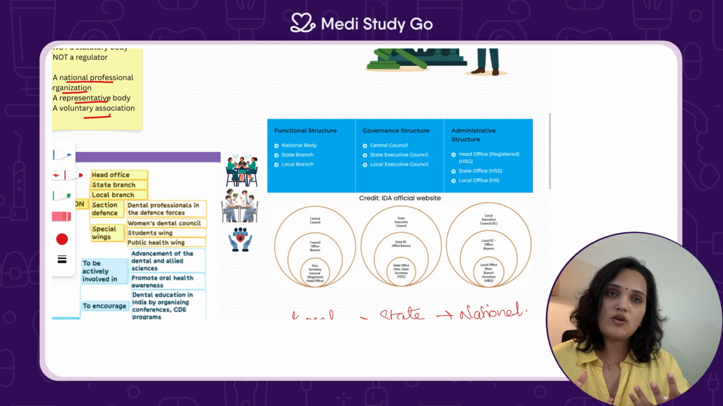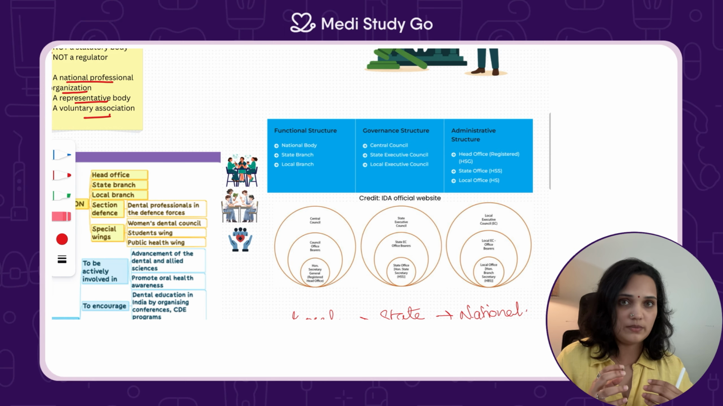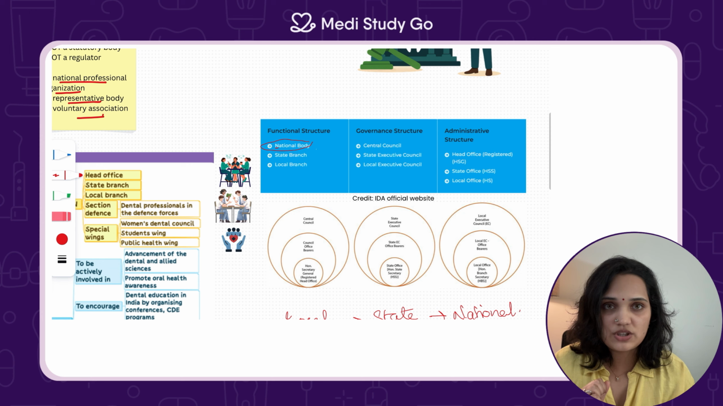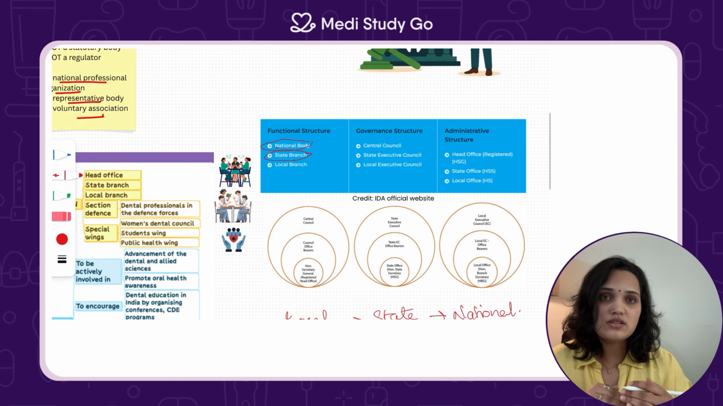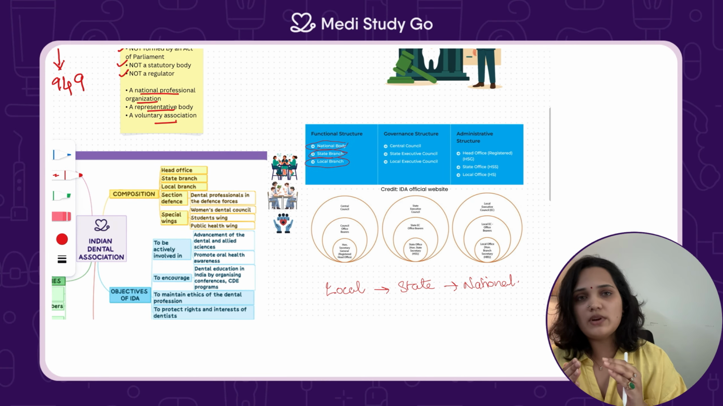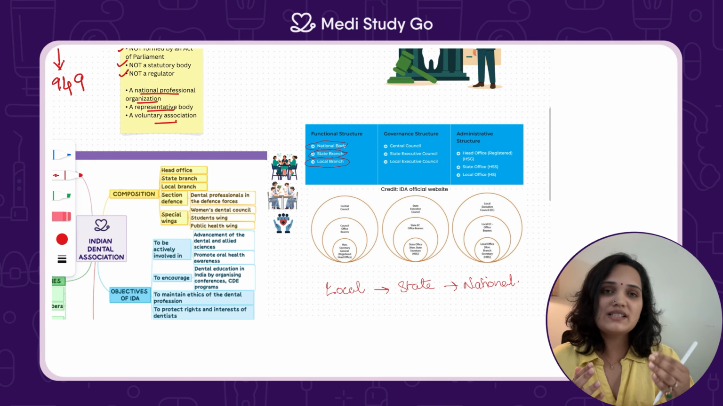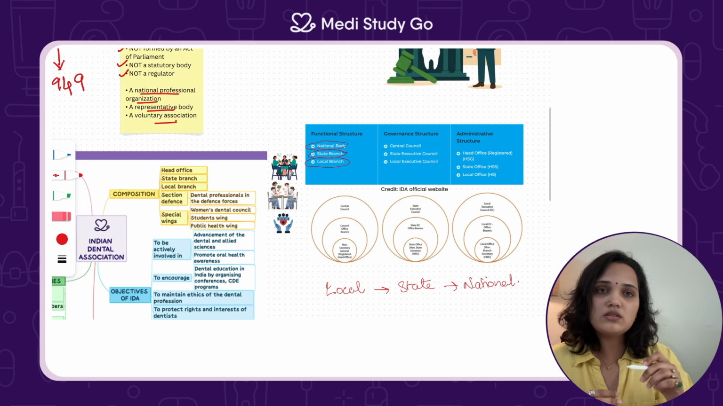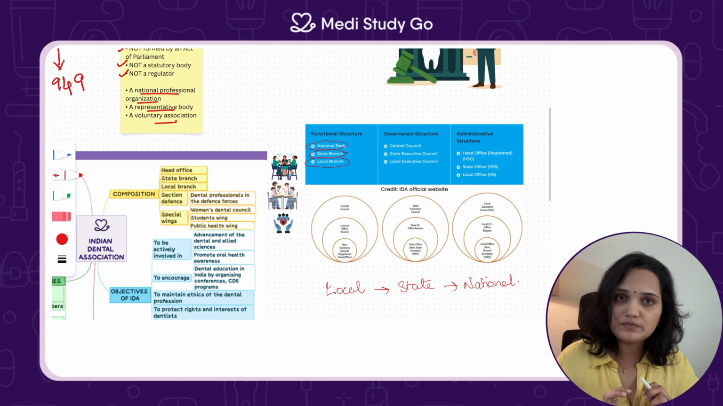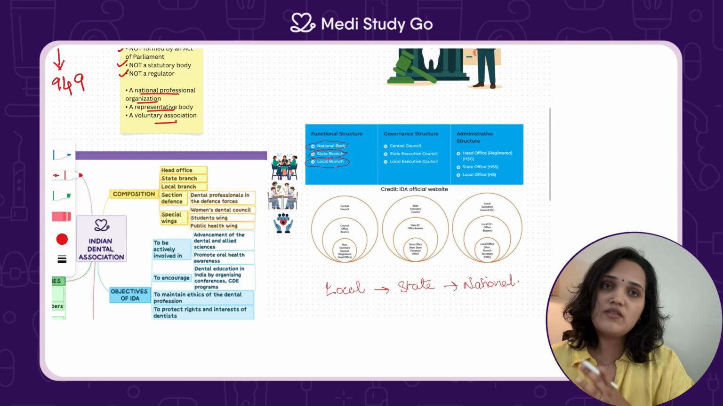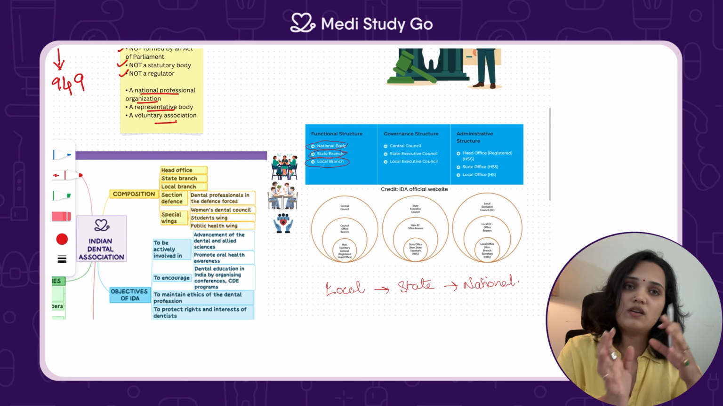Coming to the structure of IDA, it follows a 3-tier system. From the top to the bottom, first is the head office. This is the national coordination and the central administration part. Next come the state branches and then the local branches. The state branches govern the state level programs, and local branches look after the district or city level programs. These local branches are closest to practicing dentists. The golden rule to remember here is local branches are governed by the state branches and the state branches are governed by the national branches.